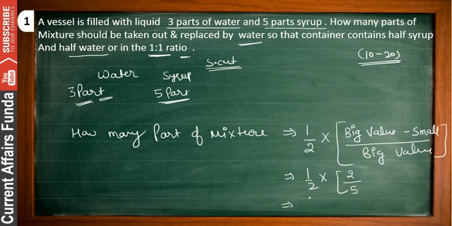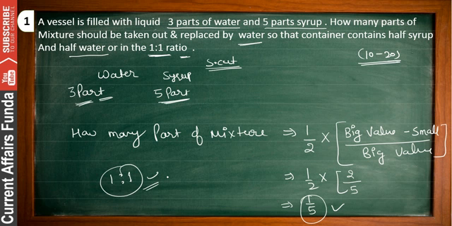2 and 2 will cancel out and here we will get 1/5 part. That means we need to take out 1/5 part of the mixture and this should be replaced with water, and after that our ratio becomes 1:1. Fine, this is a very precise shortcut, you can use this shortcut in any question. But if you want to solve this question with the help of the base method, you can do it, but this will be very bulky. I will also use steps to solve this question with the help of the base method.